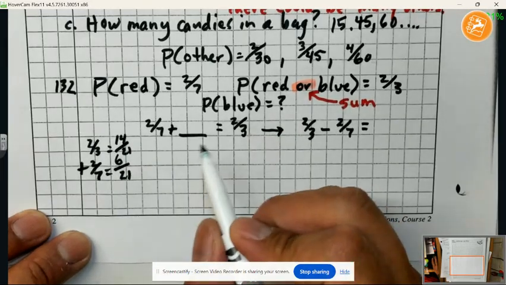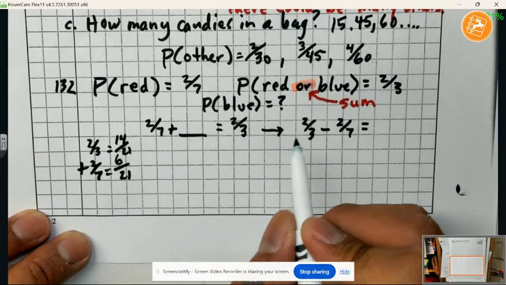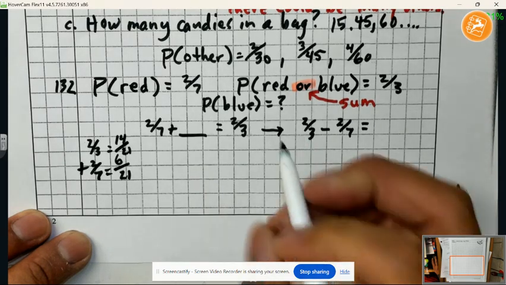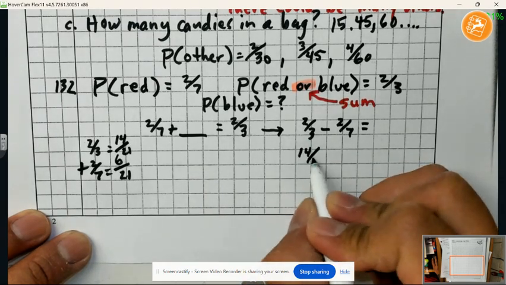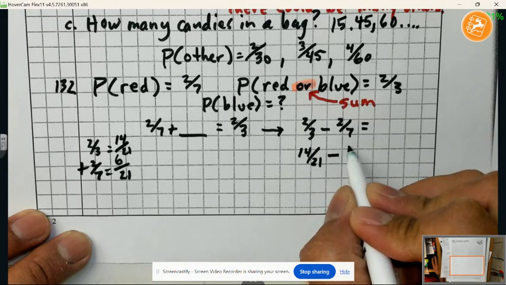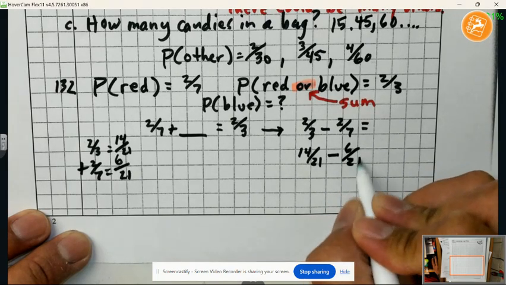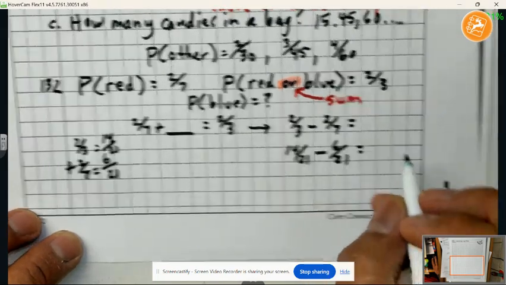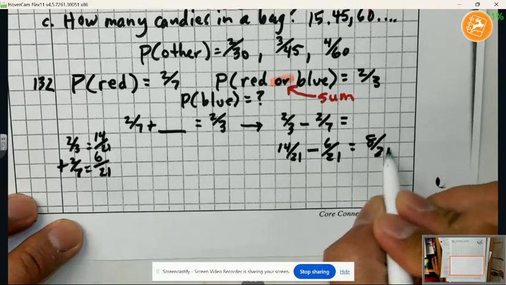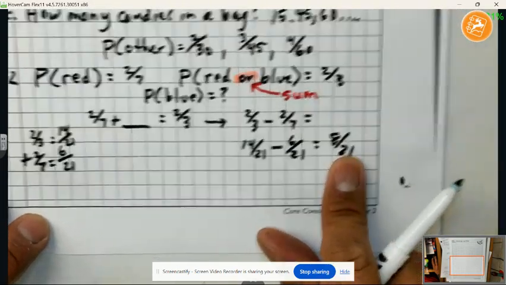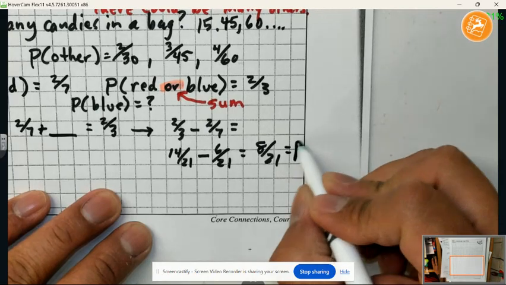Okay, so our new problem is 2/3, which is 14 out of 21, minus 6 out of 21, and we will get 8 out of 21. Right, so this is the probability of blue.